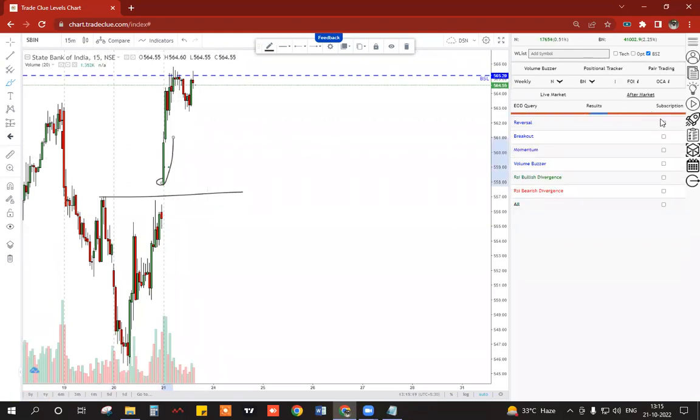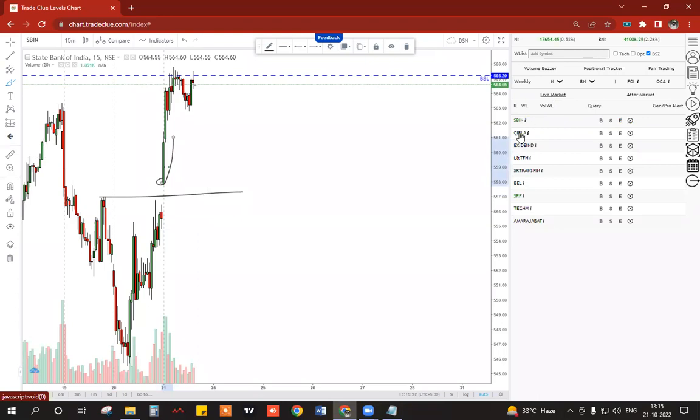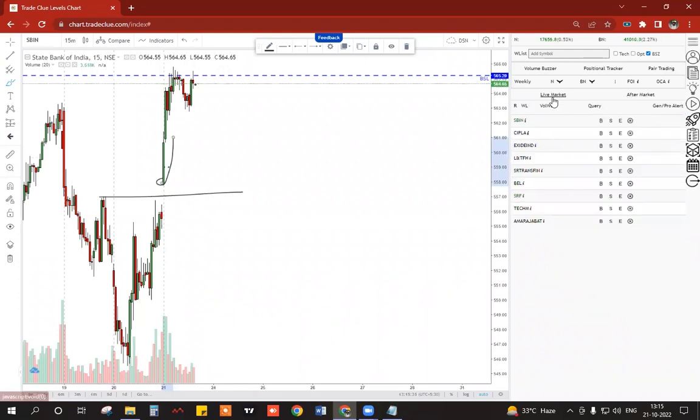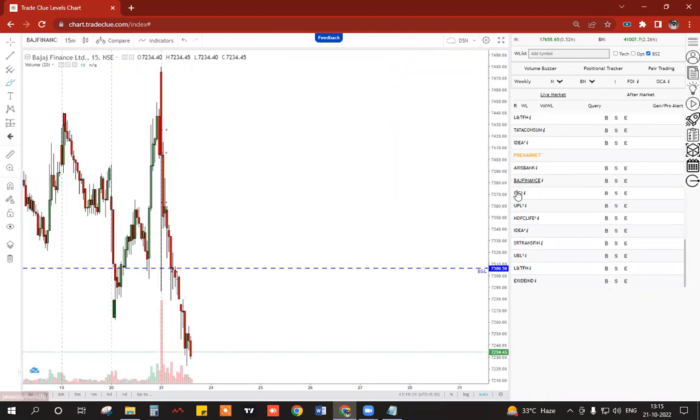Earlier we also discussed reversal, how to trade the reversal stocks which go to extreme ends and then reverse back. Breakout momentum is a simple strategy which was also discussed during the breakout sessions. And in the aftermarket session, the volume buzzer session, first we'll try to see how to check the pre-market. So we checked Bajaj Finance.